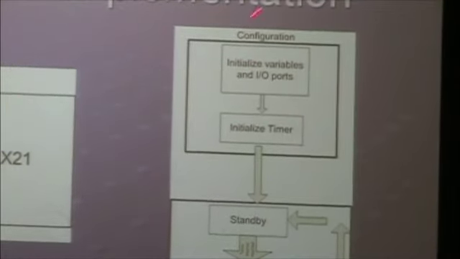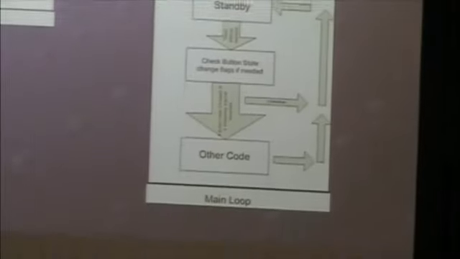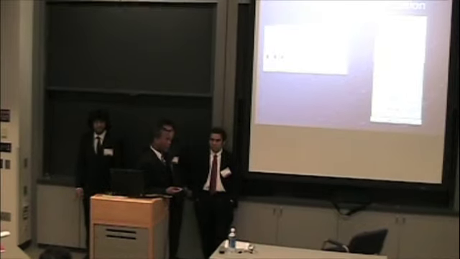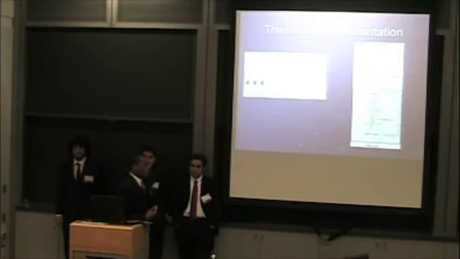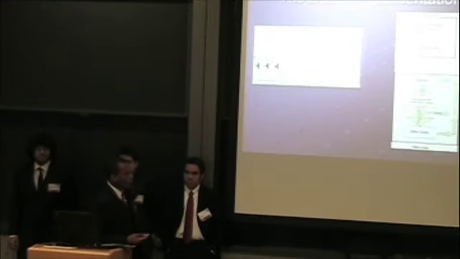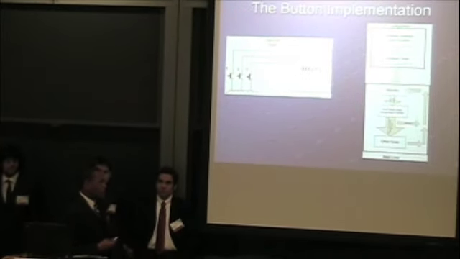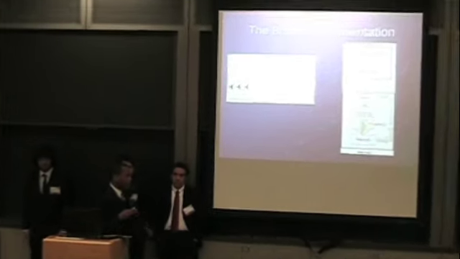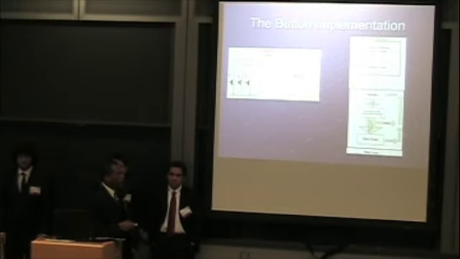I implemented this in the software by initializing the variables, initializing the timer, and then it would go into a standby mode where it would wait for the timer interval, where it would check the button state and compare it to the previous state. If the state was different than the previous state, it would change the flag in the program. And if the state was the same, then it would not change anything. And if the slideshow interval wasn't reached, it would just go back to standby mode. But if either of those conditions were met, it would draw the pictures again.